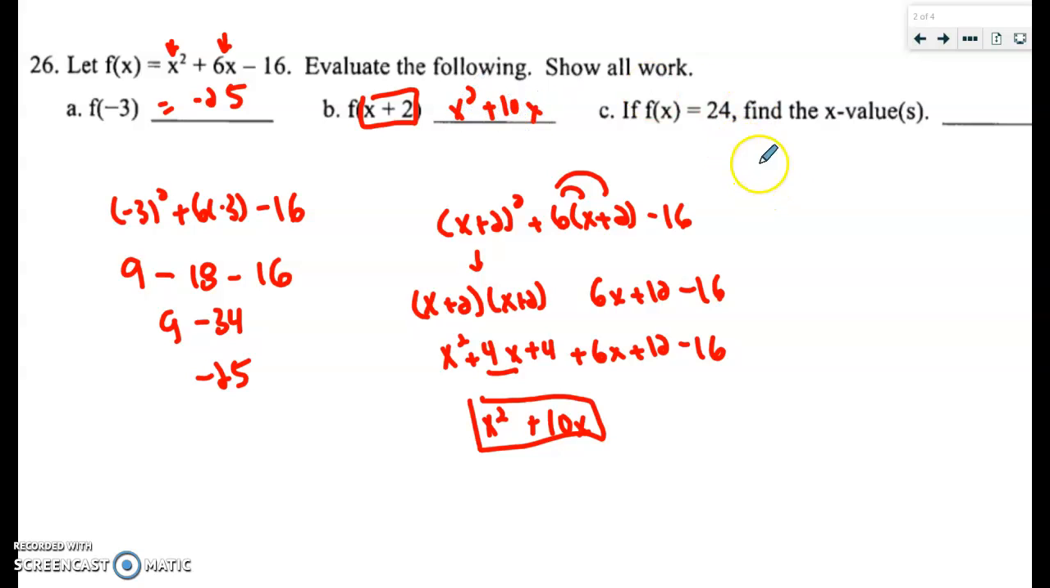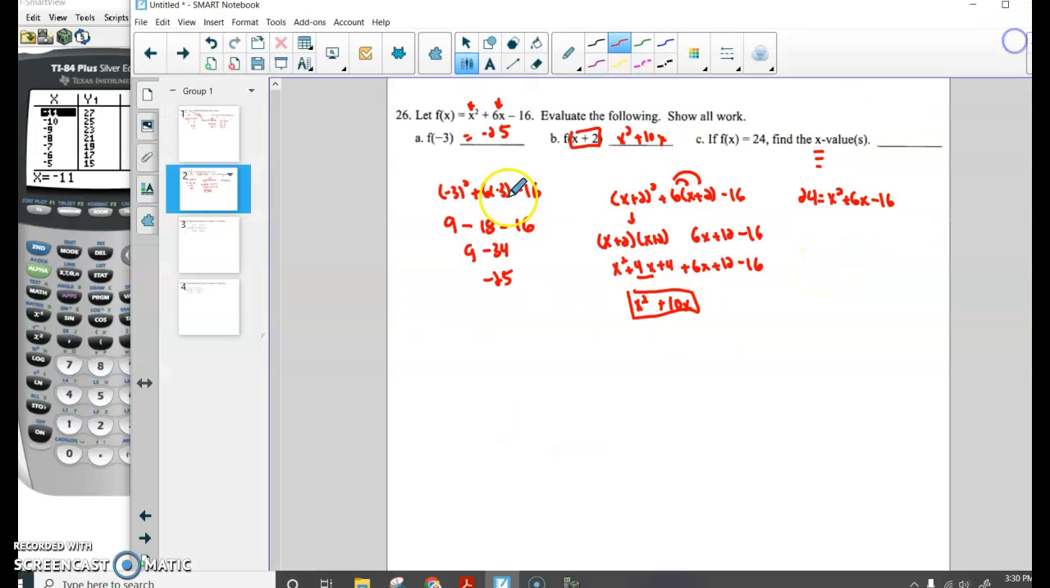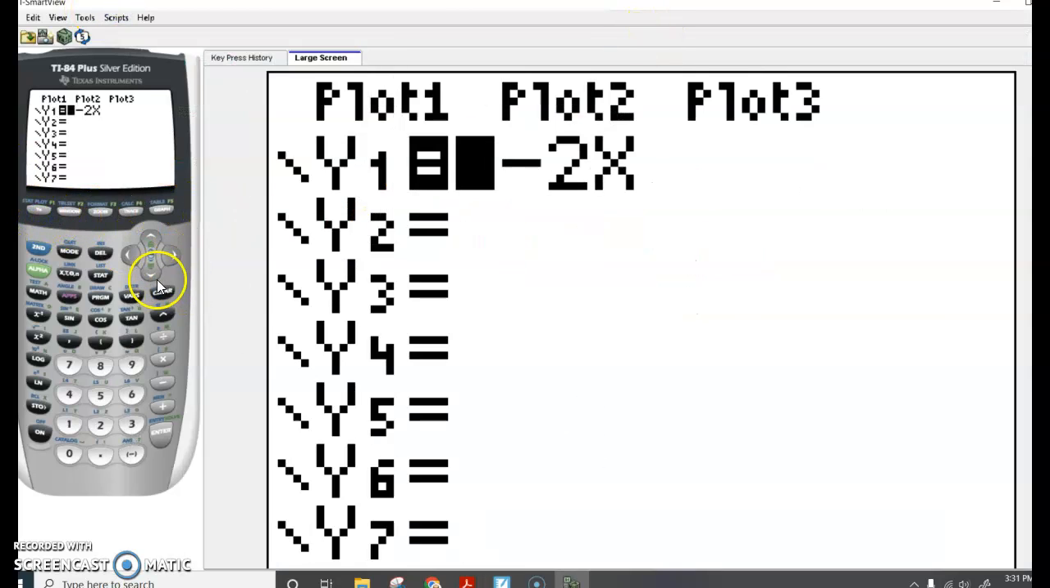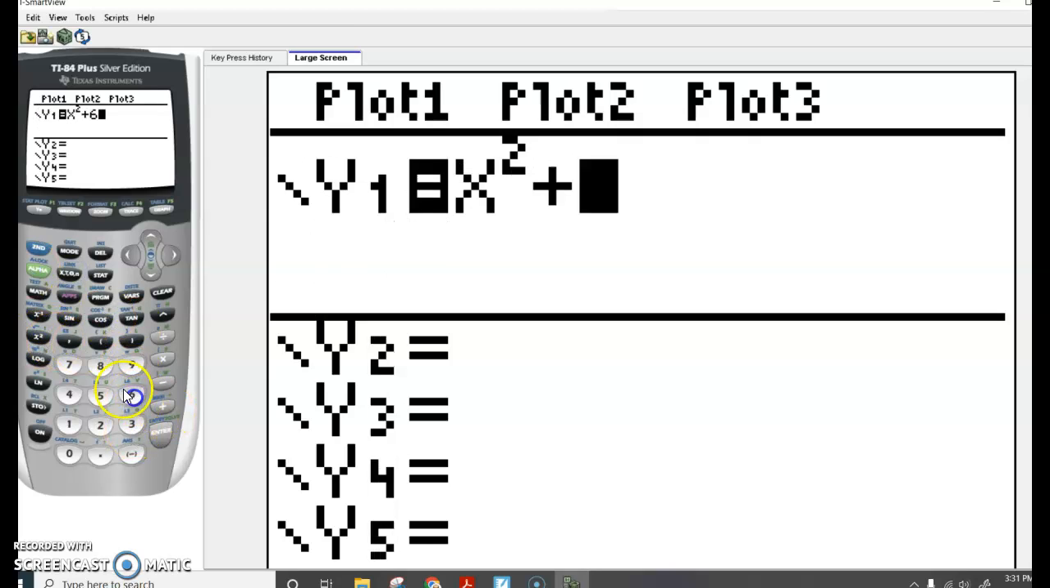Now this last one says 24 is what y is, so I'm trying to find the x value. So I have 24 equals x squared plus 6x minus 16. Now I could solve it by factoring, or I can use the tool that we looked at a second ago, in which we could put it into the calculator. So let's do that. I'm going to put this equation in my calculator. For y equals, I'm going to put x squared plus 6x minus 16. And I'm going to look at my table of values.